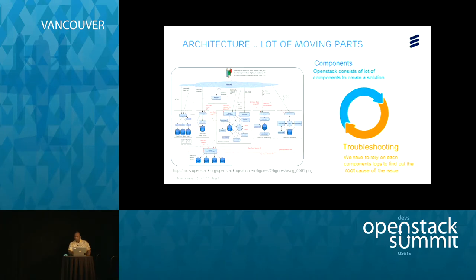In the OpenStack architecture, we have a lot of moving parts. If you want to create a VM, we have to go to Keystone for authentication. Once you get authenticated, you go to Glance to download the image. Then it is pushed to Nova Compute, and the VM is created. So there are a lot of moving parts, and because of that, troubleshooting becomes quite a challenging aspect, because each component has its own logs. We have to dig down into those logs and try to figure out where the problem could be.